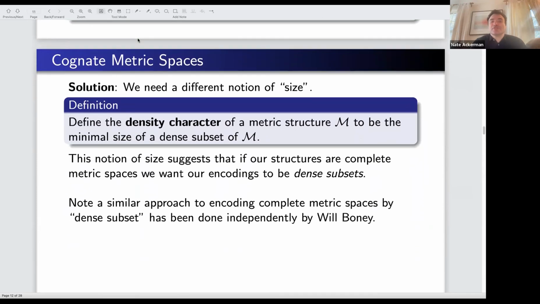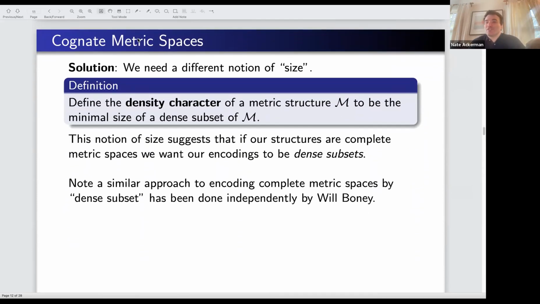So what's the solution? Well, the solution is we need a different notion of size to make this make sense. And the way we do this is we define what's called the density character of the metric space. So the density character is the minimal size of a dense subset of the metric space.